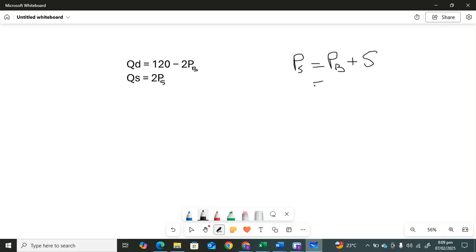Okay, so the subsidy of 5 kwacha has been added. So PS equals PB plus 5. So step one, you form this equation. Step two, adjust the supply function. So our supply function is going to become 2PS. We substitute with PB plus 5. So we just expand this function. 2 times PB, that is 2PB. 2 times 5, that is 10.